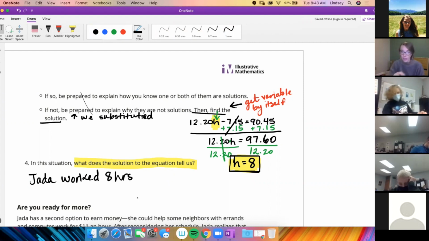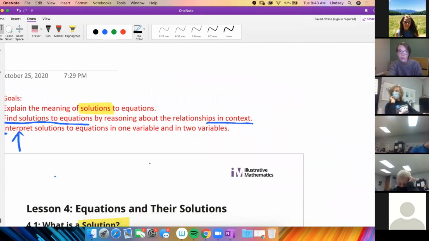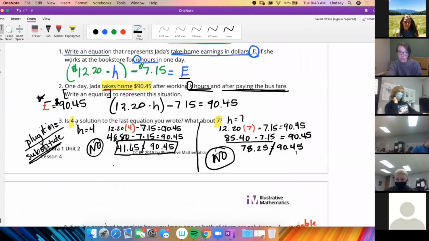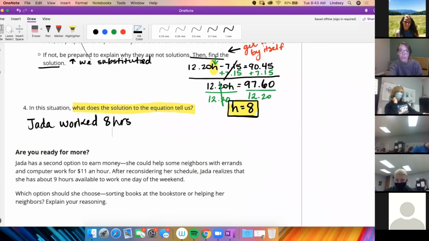Okay, so going back up to our goal, we're thinking about our goal. We're finding the solutions, and we're talking about what it means in context. We're interpreting the solutions to the equations. Okay, so it doesn't help us any if we get through this long equation and we get H equals 8 and we don't know what that means. That's why it's important to know what our variables are talking about. So we know that H equals hours, so that means that Jada worked 8 hours.